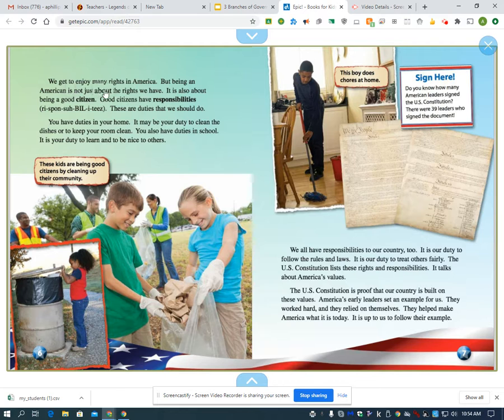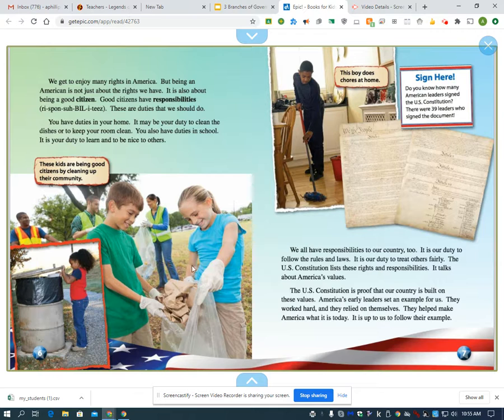We get to enjoy many rights in America, but being an American is not just about the rights we have. It's also about being a good citizen. Good citizens have responsibilities. These are duties that we should do. If you remember from our rubric, we're going to have to think about duties. You have duties in your home. It may be your duty to clean the dishes or to keep your room clean. You also have duties in school. It is your duty to learn and to be nice to others. We all have responsibilities to our country too.